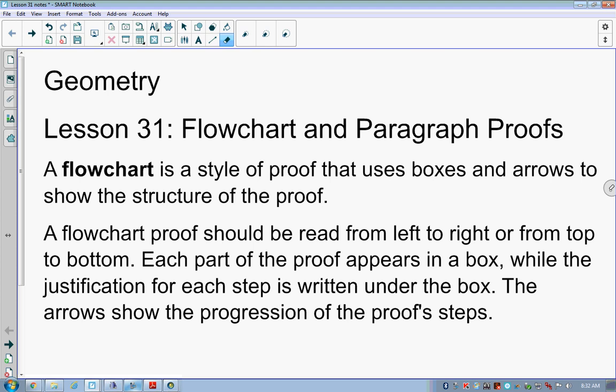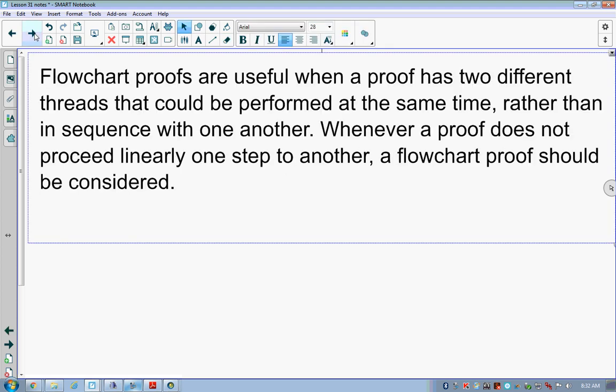Okay. Moving on here a little bit. Flowchart proofs are useful when a proof has two different threads, and that's what we're talking about, starting with different places and branching off. They could be performed at the same time rather than in sequence with one another. Whenever a proof does not proceed linearly, one step to another, a flowchart proof should be considered. All right, so it's just whenever it's not this is this, and this is this, and this is this, and this is this, right? If there's ever more than one thing going on, or possibly more than one thing going on at a time, that's where you want.